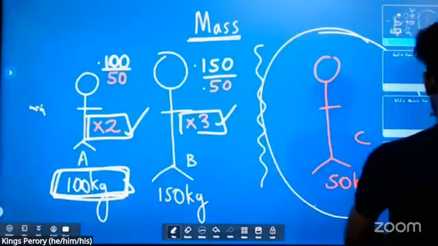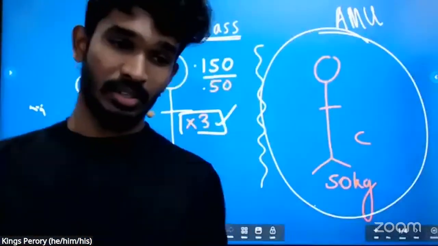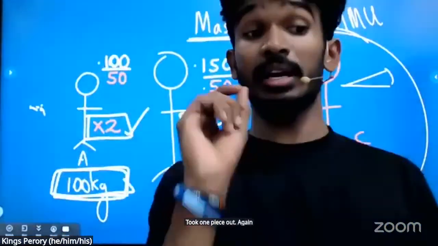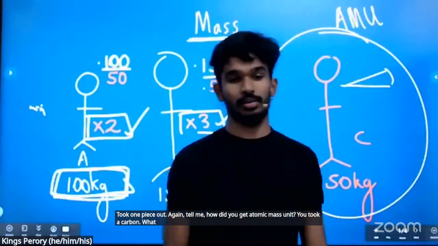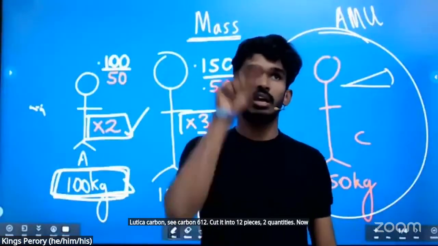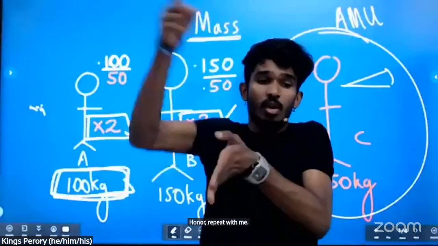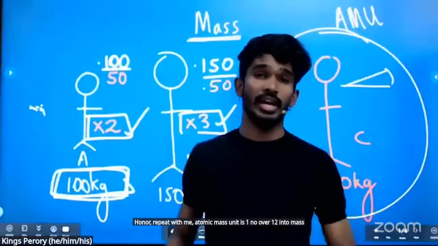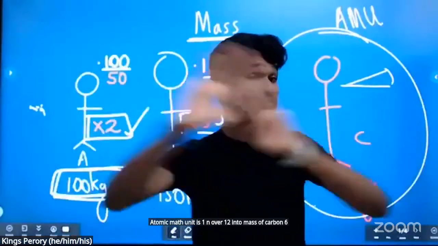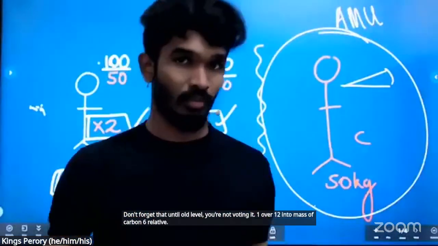So instead of this fellow, think now he is the atomic mass unit. How did you get the atomic mass unit? You took a carbon-12, cut it into 12 pieces, took one piece out. Now tell it mathematically. 1 over 12 into the mass of a carbon-12 atom. Repeat with me. Atomic mass unit is 1 over 12 into the mass of a carbon-12 atom. Again, repeat with me. Don't forget it. Until O level, you are not forgetting it. 1 over 12 into the mass of a carbon-12 atom. That is the atomic mass unit.